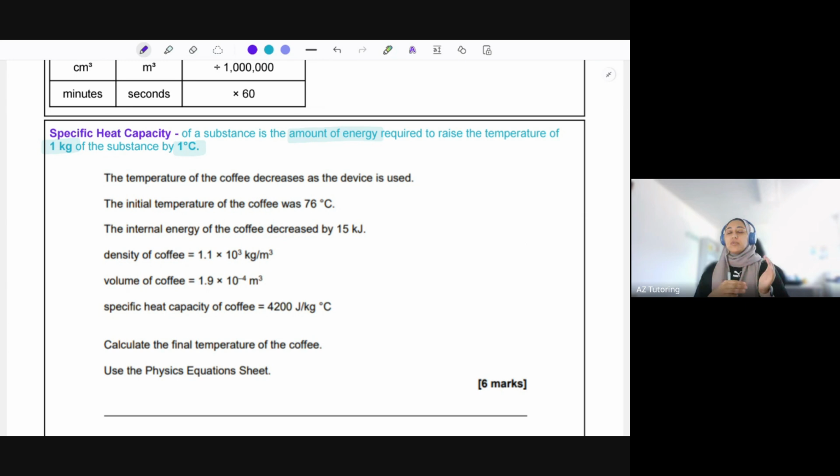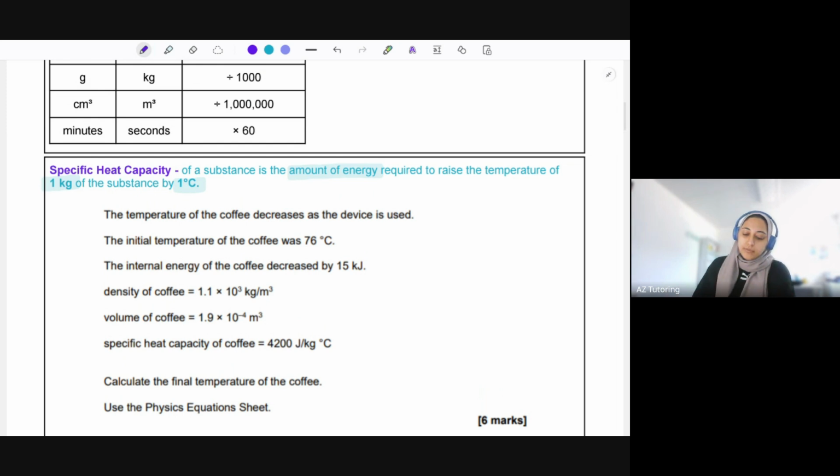Sometimes in the exam, they might give you a table with a list of materials like aluminium, maybe water, and their specific heat capacities. Or they might even get you to work out the specific heat capacity as well. But do remember the definition. It's the amount of energy required to raise the temperature of 1 kg of substance by 1 degree Celsius.